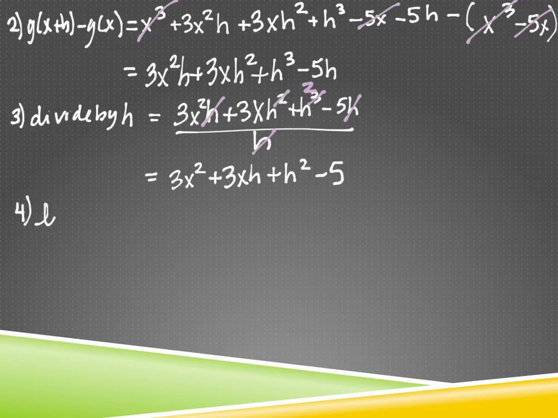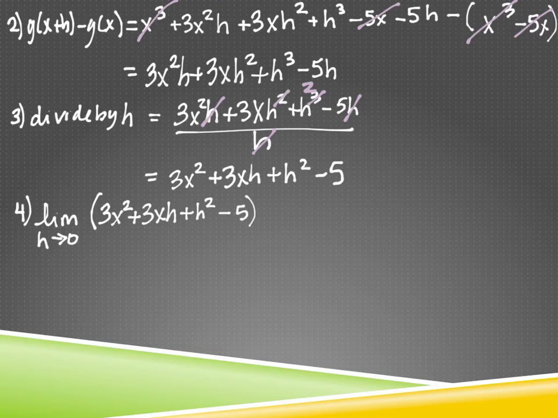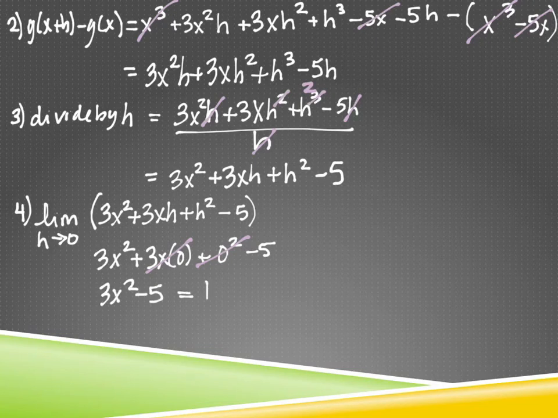Last step, the limit as h goes to 0, and I write the next part exactly like I had the ending of step 3. 3x squared plus 3xh plus h squared minus 5. And everywhere that I have an h, I put in 0. And if I do that, this term equals 0, this term equals 0. And I'm actually just left with 3x squared minus 5. And that is my k prime of x.